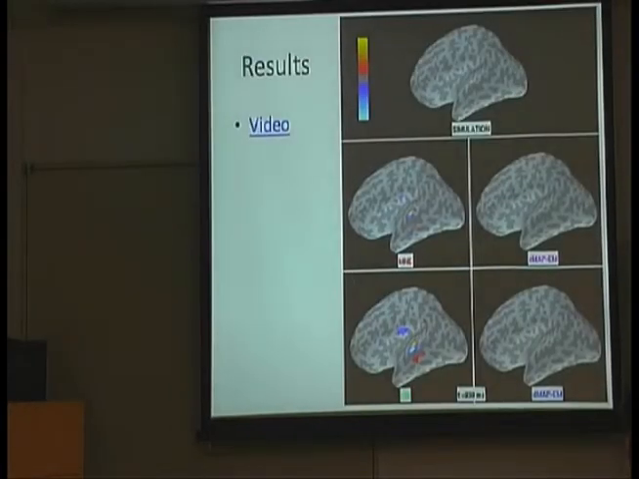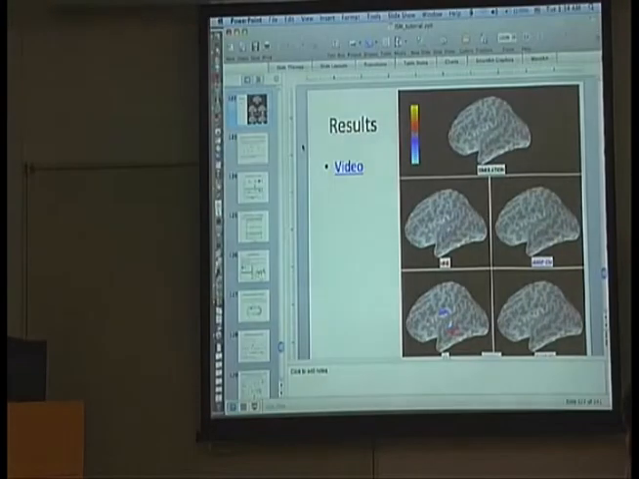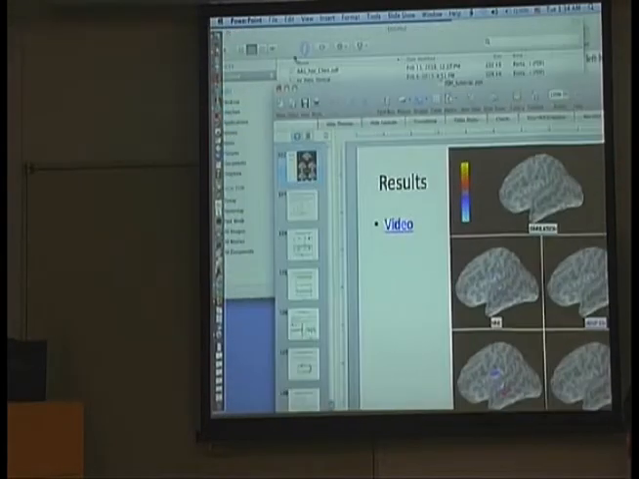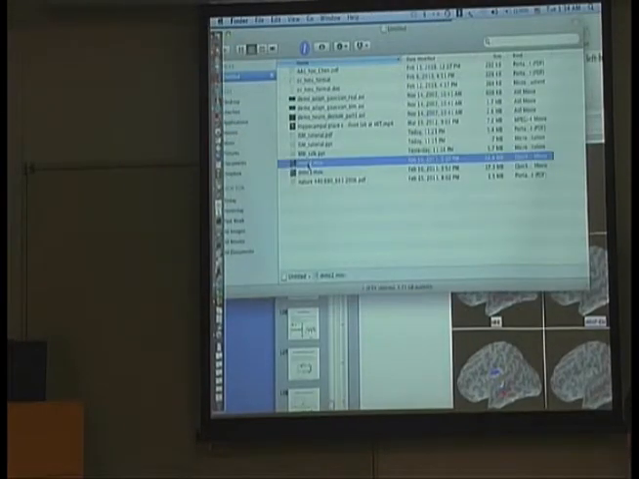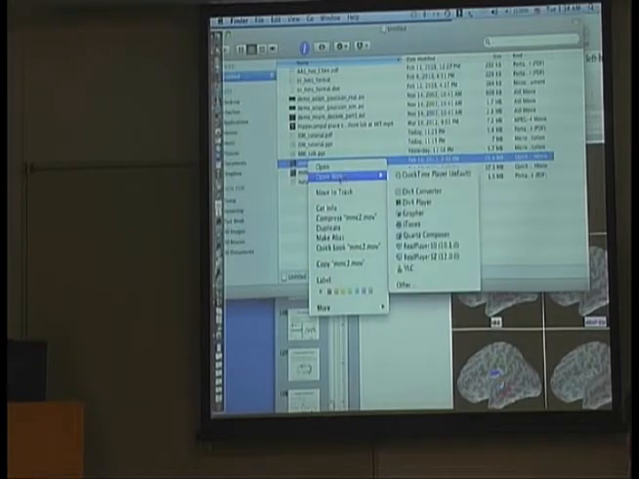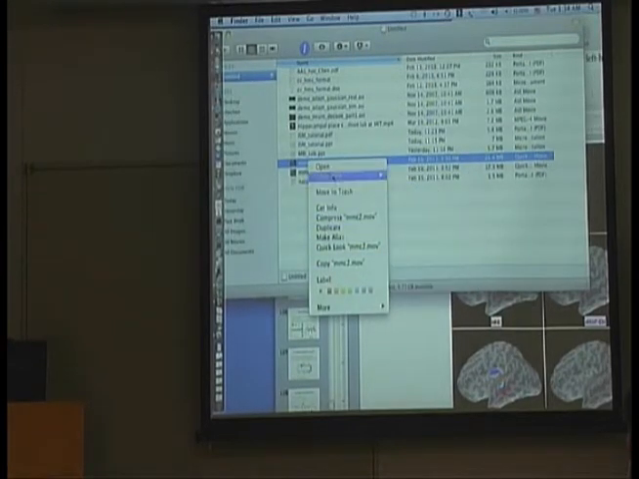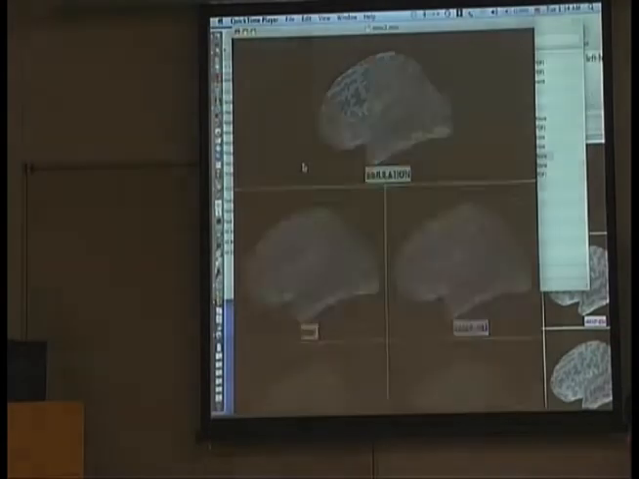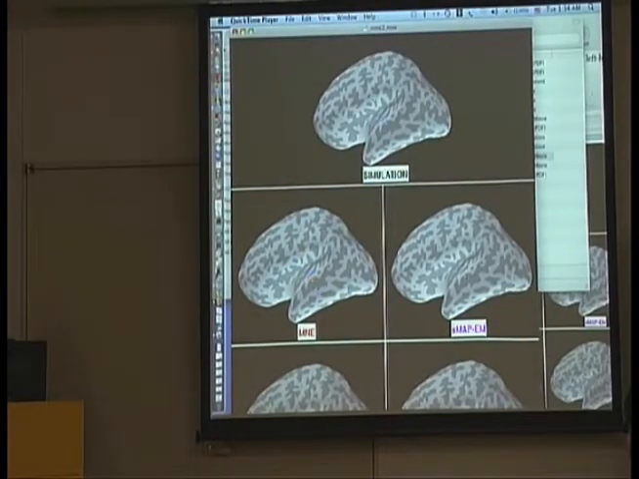So I can show you some video of what they do in their paper, a neural image. I won't be able to tell you more in terms of exactly what they did in terms of the biophysics.